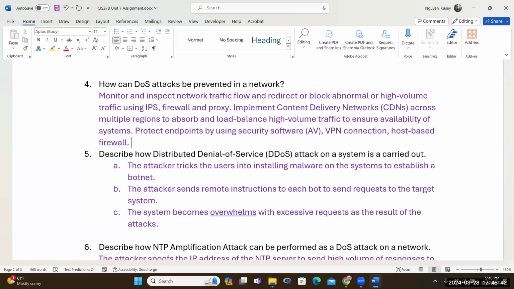The grammatical error on C there. Let me fix it. Becomes overwhelmed with the requests. So you can overwhelm the system with excessive requests, and as a result, it will not be available. It becomes unresponsive.